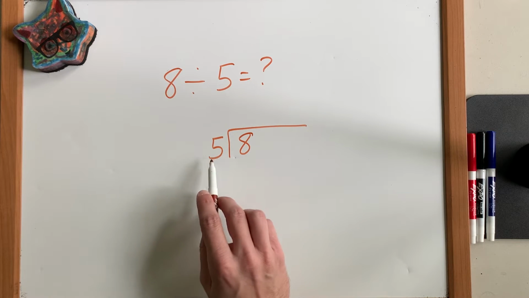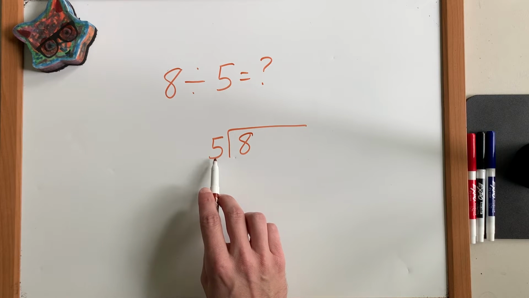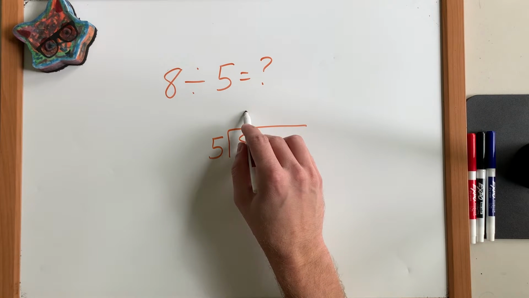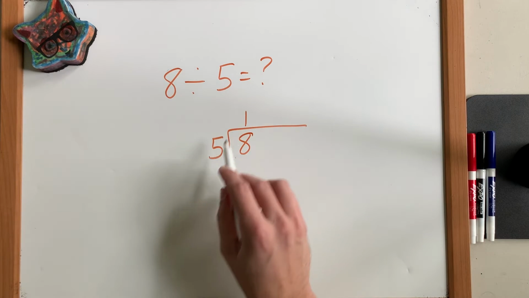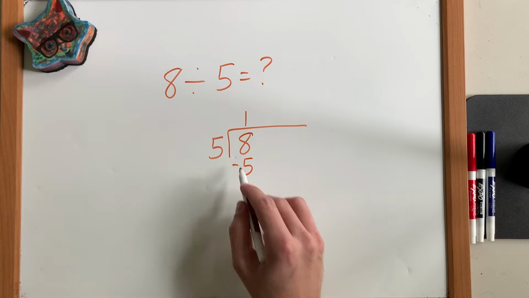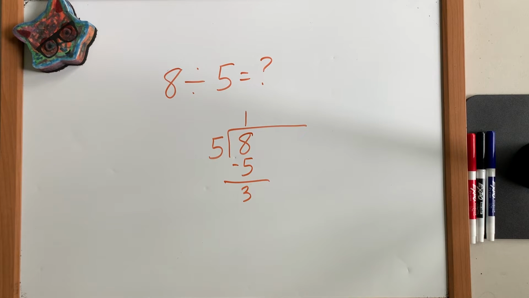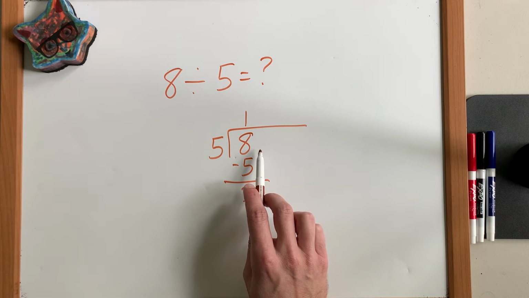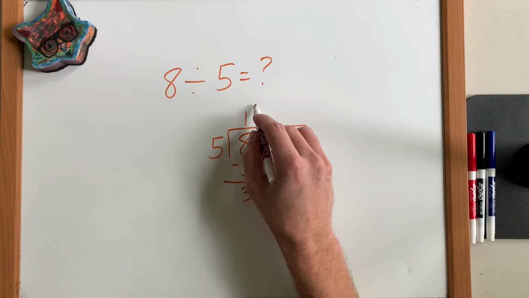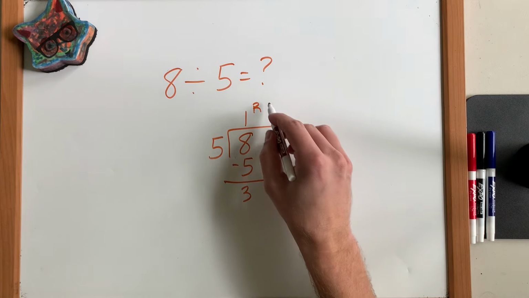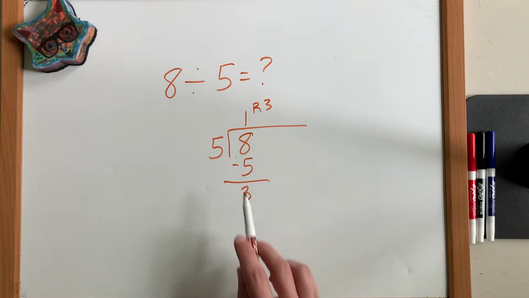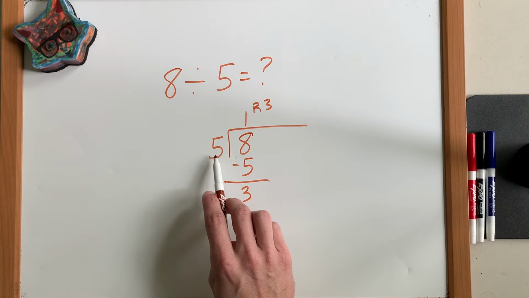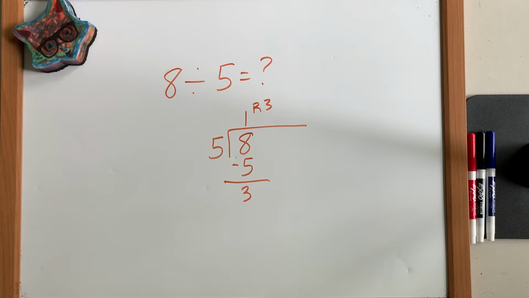Let's start by asking ourselves the question, how many times does 5 go into 8? Well, 5 can fit into 8 once. And if I multiply 5 times 1, I get 5. And what I have left over is 3, okay? That 3 is left over. There are no other digits here. So what I'm going to do is write remainder with an R and 3, okay? What this really means is that there's 3 left over after I fit 5 into 8 one time.